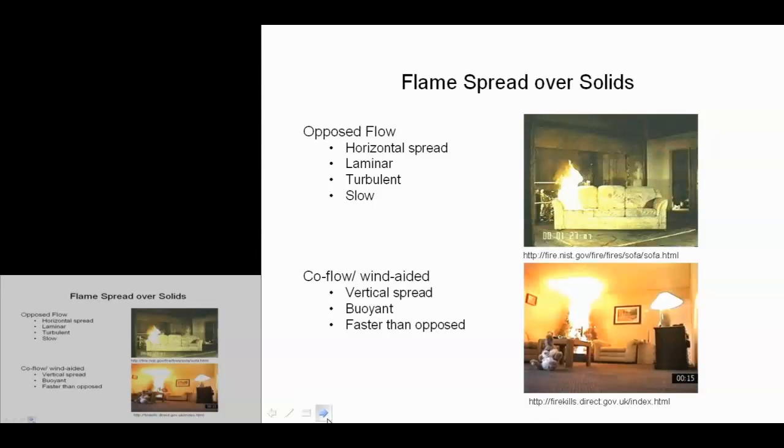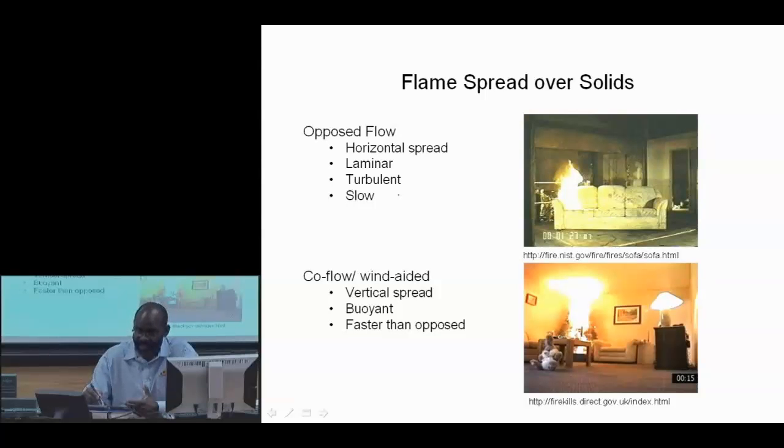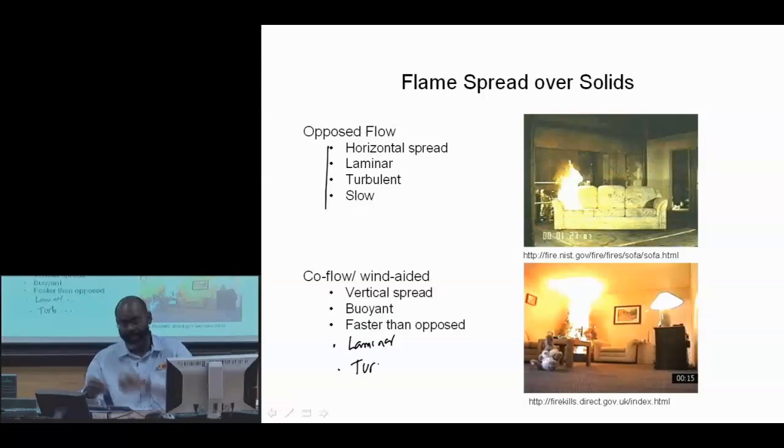So I mentioned this already, but you can have, again, on different types of elements, whether it's furniture or otherwise, horizontal flame spread, laminar flame spread, turbulent flame spread, and for the opposed case, it is a slow process. And so this is opposed, and just like in opposed where it's laminar or turbulent, clearly we have the same issues here. We could have laminar or turbulent, etc. And so the flow characteristics also impact this spread process.